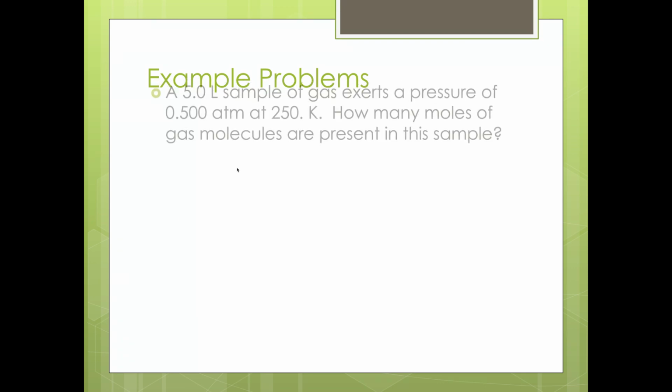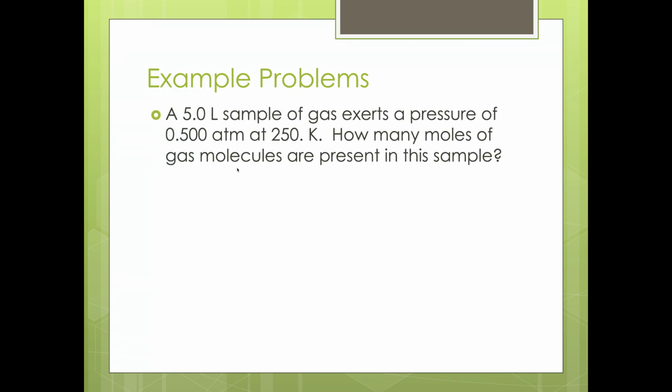So here's an example. We have a 5-liter sample of gas. If this was in milliliters, you'd have to convert it. It exerts a pressure of 0.500 atmospheres. If this was in kilopascals, you'd have to convert it to atmospheres, at 250 Kelvin. If this was in Celsius, you'd have to convert it to Kelvin. How many moles of gas molecules are present?